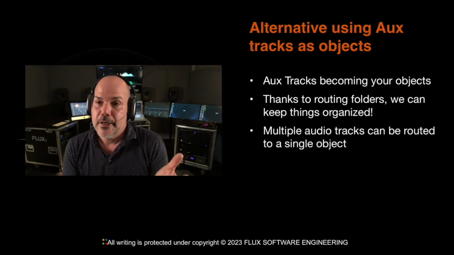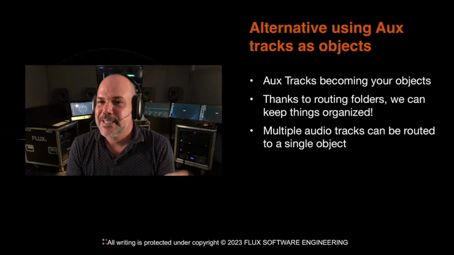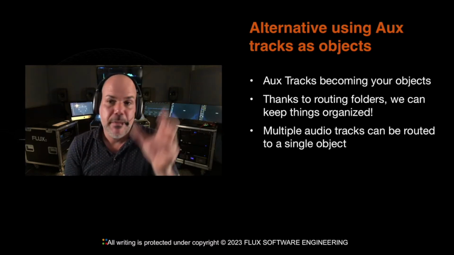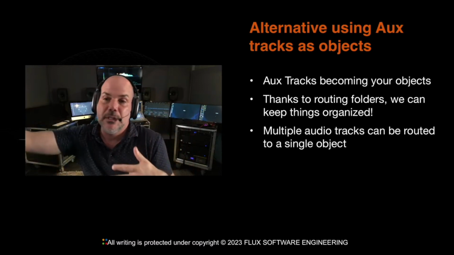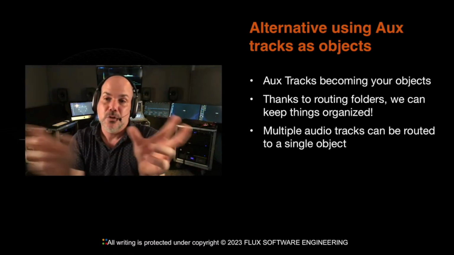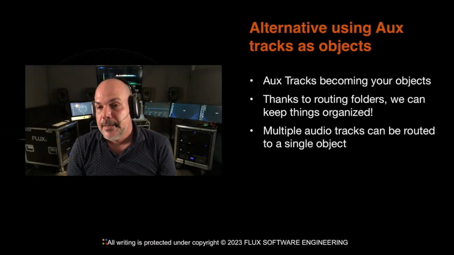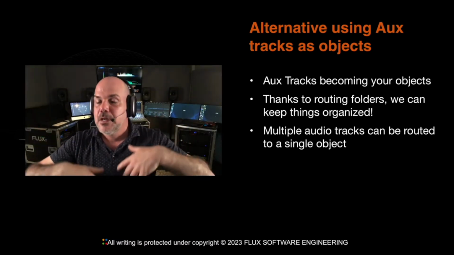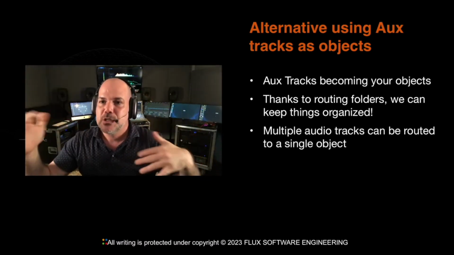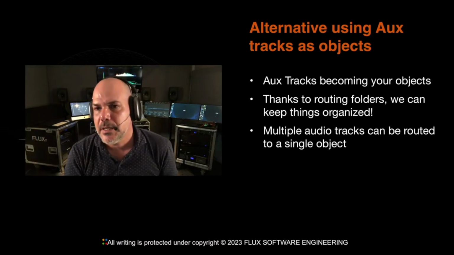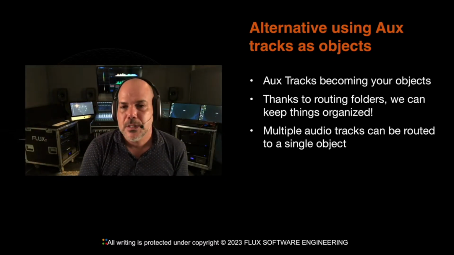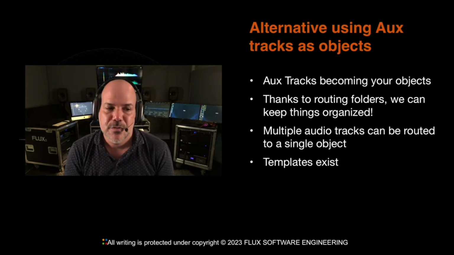And then why an aux track? Well, multiple audio tracks can then be routed to it, right? Maybe we've got multiple parts here. Maybe we've got just a bunch of tracks. They're all ultimately running the same object. They don't have signal at the same time. You're basically stacking a bunch of audio tracks, but it's actually a single object as far as spatialization is concerned, right? So this is another way to simplify this.